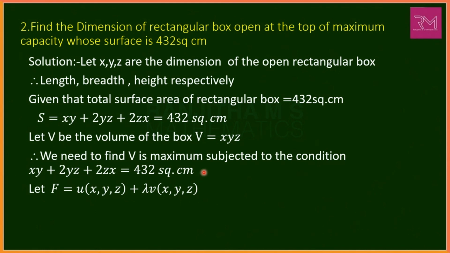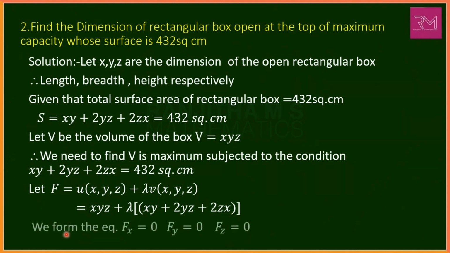Here v of x, y, z, that is the condition. You have to write carefully. Substituting u and v values, we get f as u, which is x into y into z, plus lambda into v, which is xy plus 2yz plus 2zx. Next step, find fx, fy, fz and equate to 0.